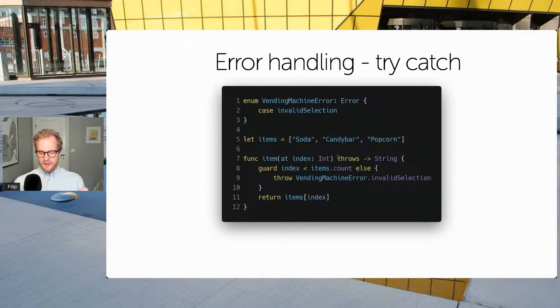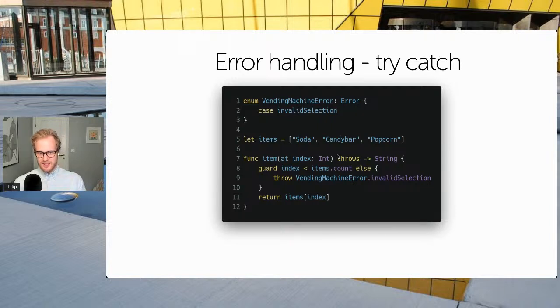And I want to make it clear that this throws here is not exception handling as you have in Java. You could access the index out of bounds and then capture that exception. This is not that. If you access an index out of bounds in Swift, it will crash, and that's it. So this is error handling instead.